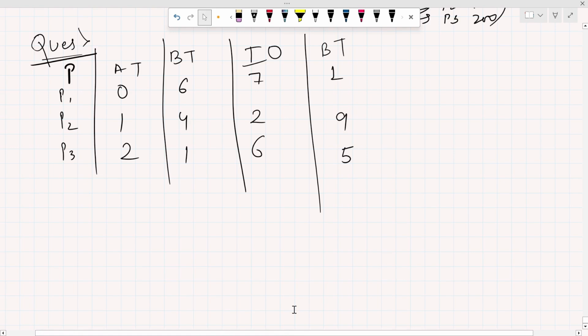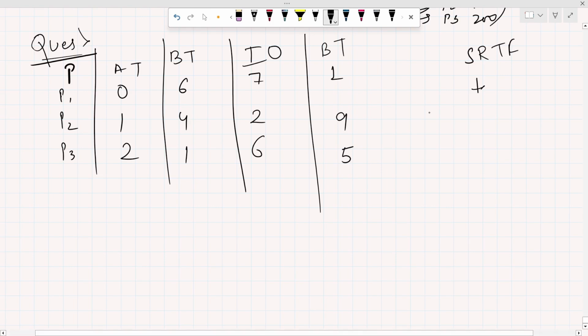What you have to do is consider all the process scenarios, and execute these processes in SRTF form. You have to solve this in SRTF. Now, what is SRTF?